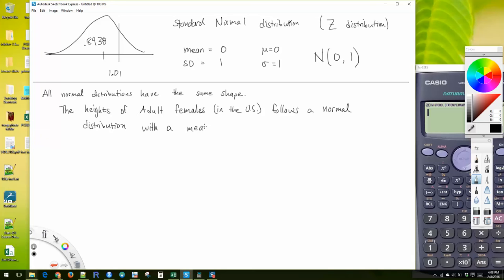with a mean of 64, we'll say 64 inches, and a standard deviation, we'll say 2.8 inches. Okay, so we can write something like female heights. The shorthand of writing this entire sentence can just be female heights follow normal 64, 2.8.